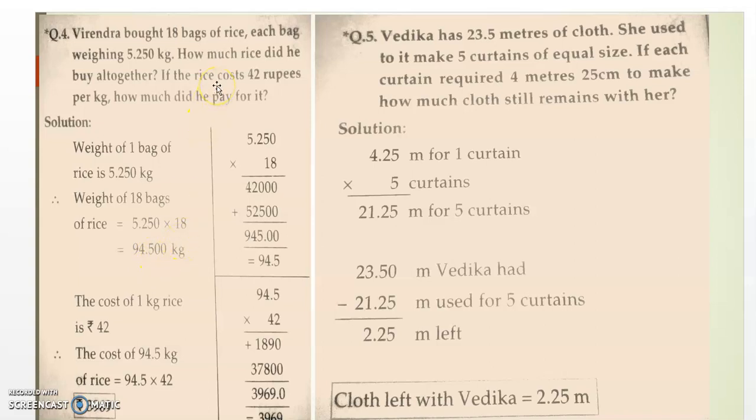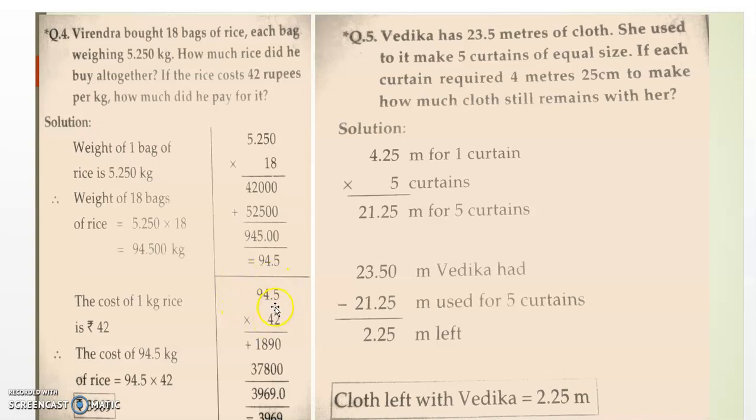Then next, the cost of rice per kg is how much? 42. So what will be the cost of 94.5 kg of rice? Multiply, you will get the answer. Here you can see 8 zeros are 0, 8 fives are 40. Then 8 twos are 16, 16 and 4 is 20, then 8 fives are 40, 41, 42. Then it comes like this. Then we have to count 1, 2, 3. After 3 numbers put the decimal point. So you got this answer. Then after 1, 2, 3, it comes 94.5 like this.